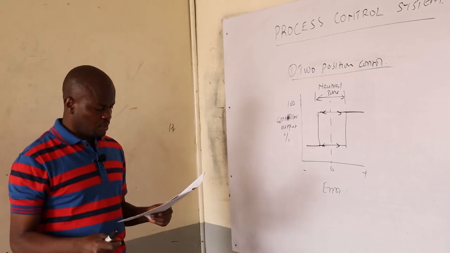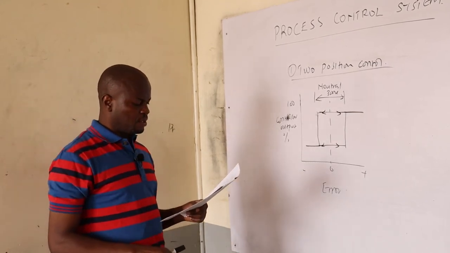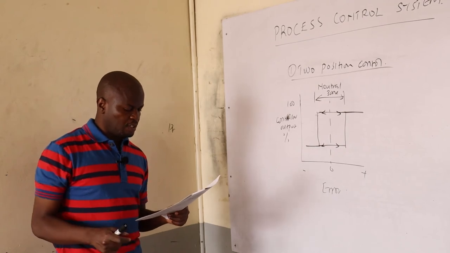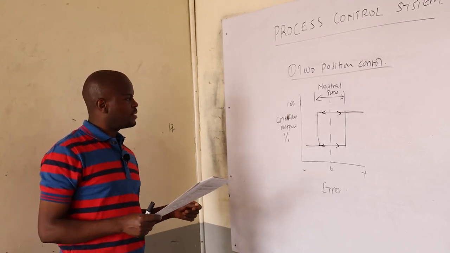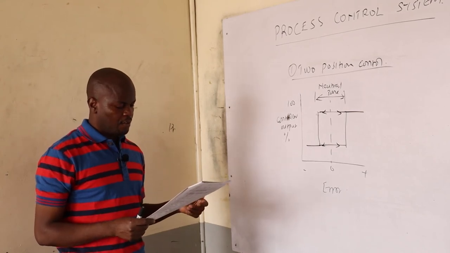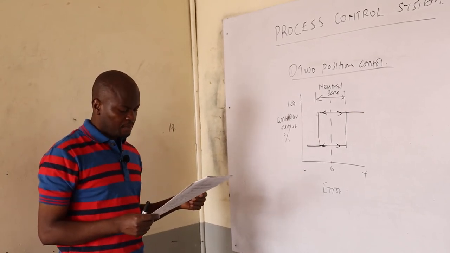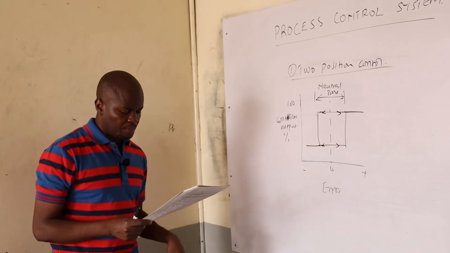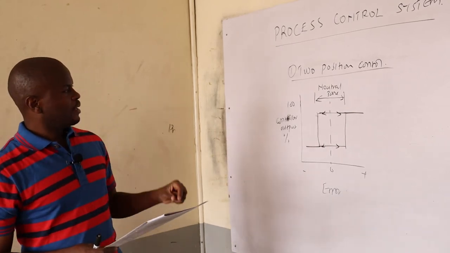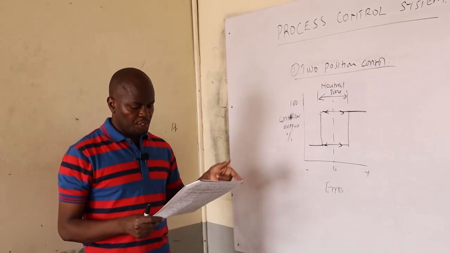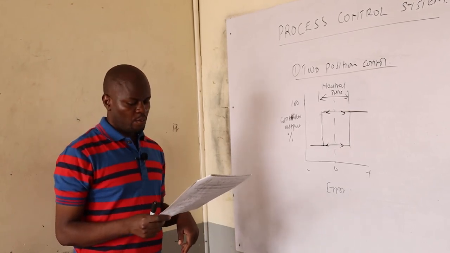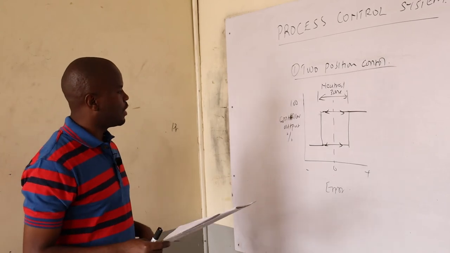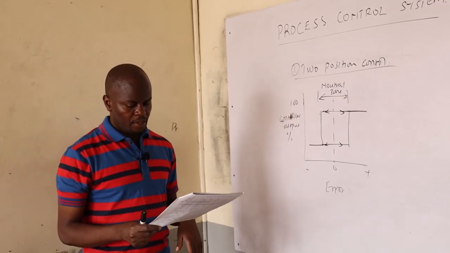It is for these reasons that the two position is only used on processes that have capacitance large enough to counteract the combined effects of both the dead time lag and the load change capability. This usually makes the two-position control simple and cheap, and it is always preferred whenever cycling can be reduced to an acceptable level.